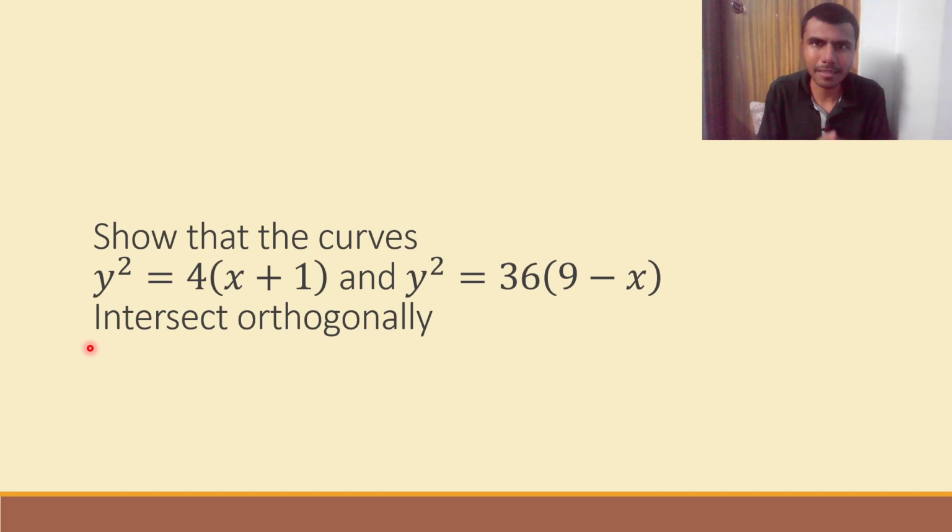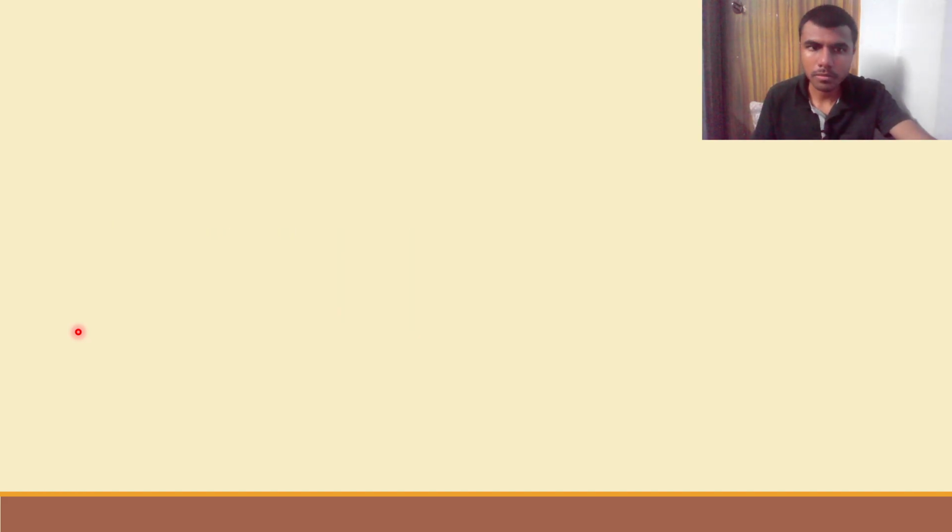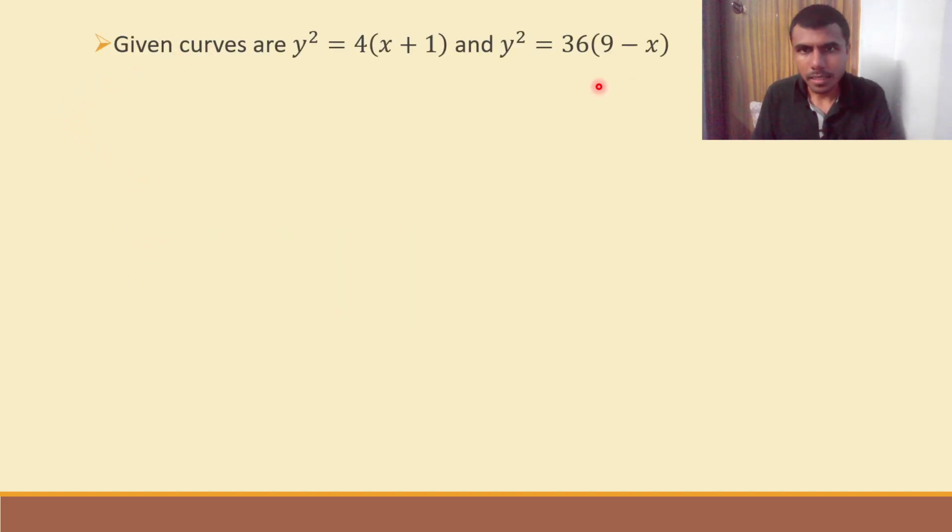This process is there, but to begin with, first we need to find the point of intersection. Because at the point of intersection only, we can find the slope of the tangent and other things. Fine, these are the given curves.